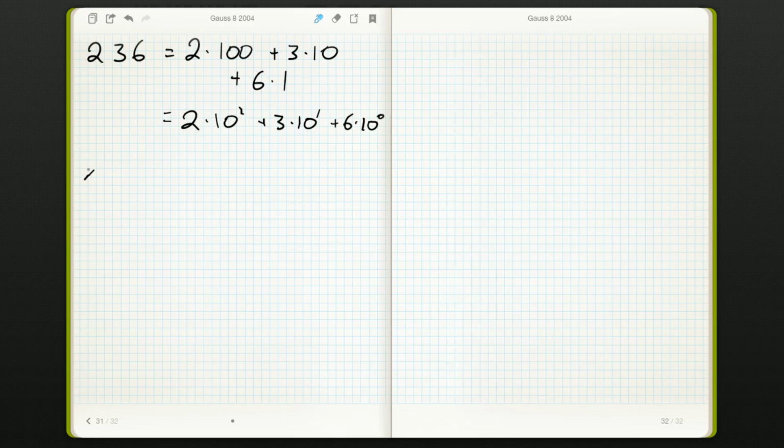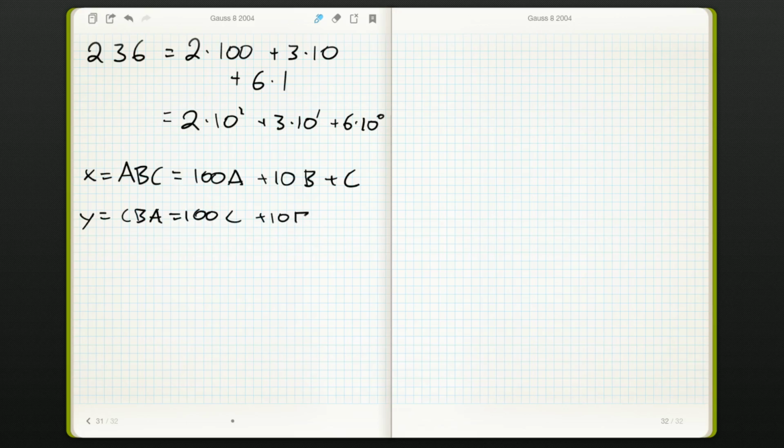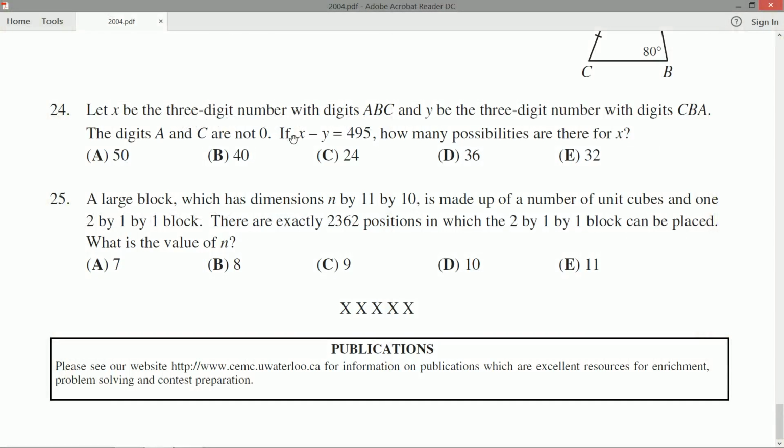So if I were to write out x is ABC, I could write it as 100 times whatever the single digit A is, plus 10 times whatever the single digit B is, plus C. And y is CBA, so it's 100C plus 10B plus A. Now, what did they tell us in the question? In the question, they said x minus y is 495. Great. Now we have an equation we can use.